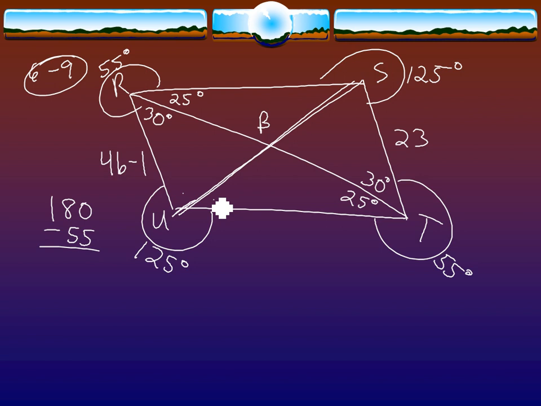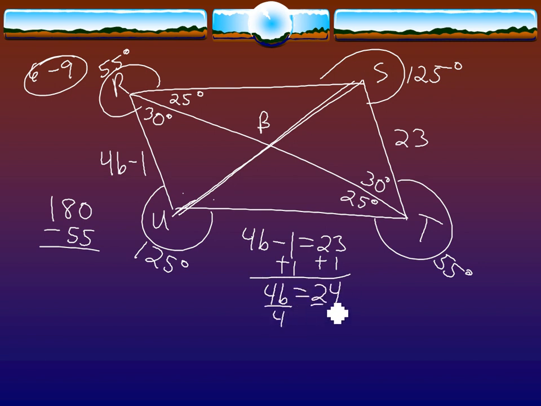What's the only other thing we can really find here? What do you know about segment RU? It's congruent to ST. So what equation can you set up? That should equal 23. If I solve that real quick, add 1 to both sides, 4b equals 24, divide by 4, b equals 6. I think that's about all we can find.